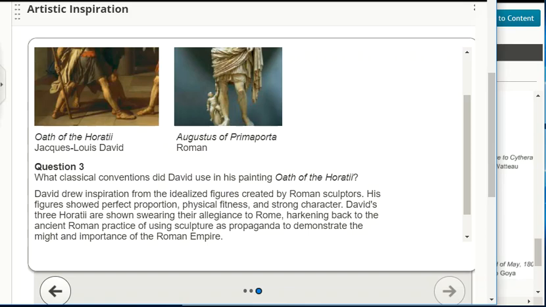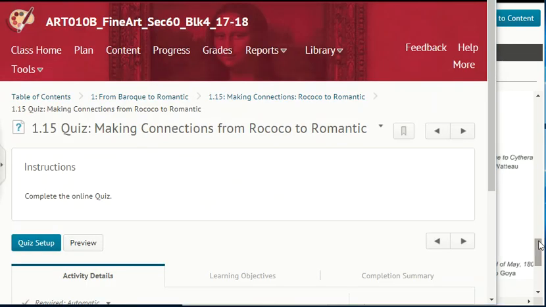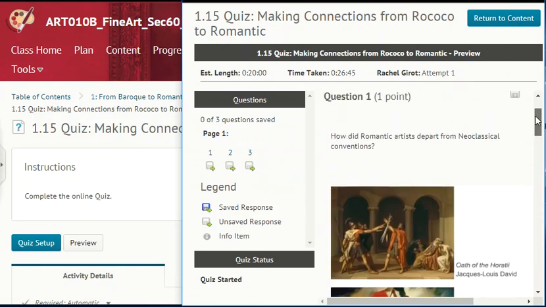David's three Horatii are shown swearing their allegiance to Rome, hearkening back to the ancient Roman practice of using sculpture as propaganda to demonstrate the might and importance of the Roman Empire. Perfect. Let's see if we can answer these questions now.